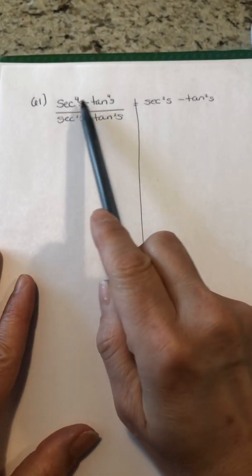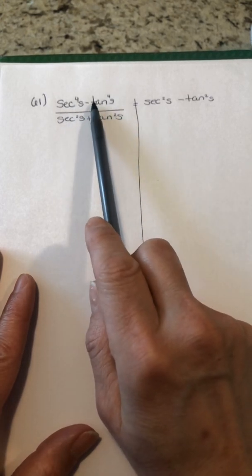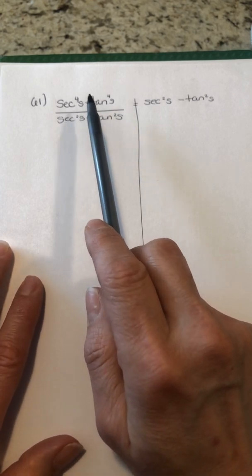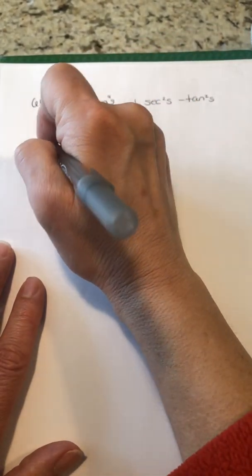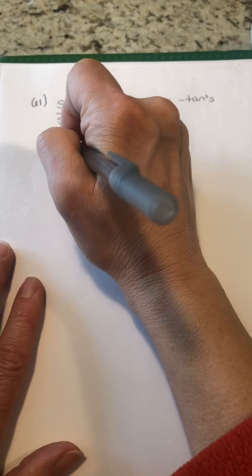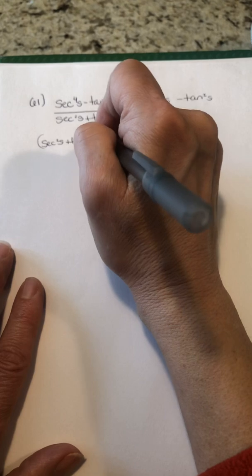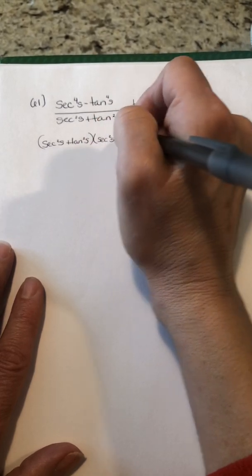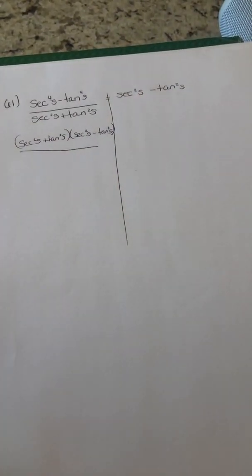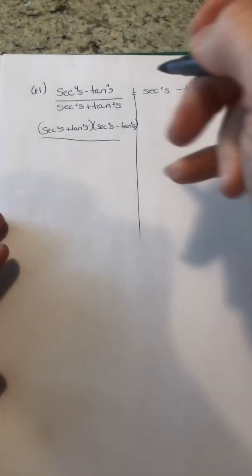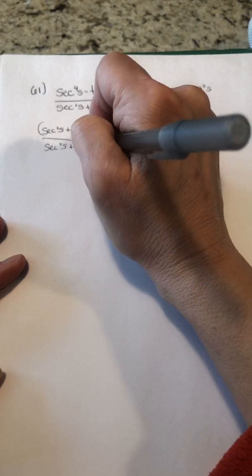And when I look at these terms, I see 2 perfect squares, and it's a difference of 2 squares. So I'm going to think back to my difference of squares factoring, where I'm going to have secant squared s plus tangent squared s times secant squared s minus tangent squared s. And that's my numerator. On my denominator, I'm going to have secant squared s plus tangent squared s.